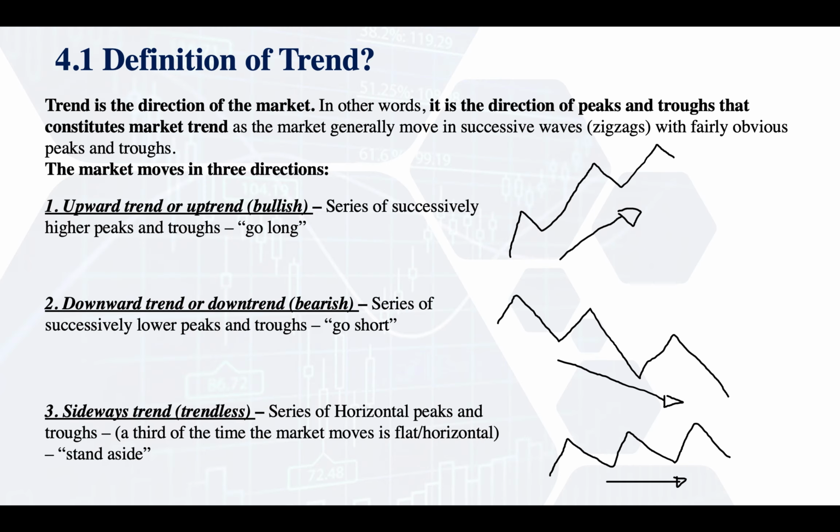So what is a trend? A trend is just the direction of the market. Trend defines the price direction. The price does not move in straight lines, but it moves in successive waves or zigzags, forming troughs and peaks. Now, if this series of successively higher peaks and troughs moves upward, it means that the next peak is higher than the previous one, and the next trough is higher than the previous one, we say that we have an upward market.